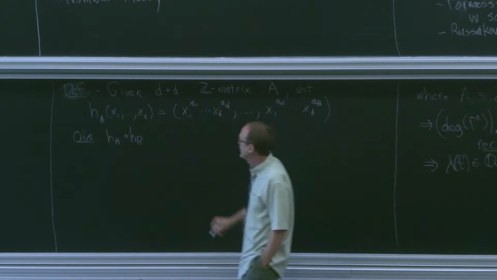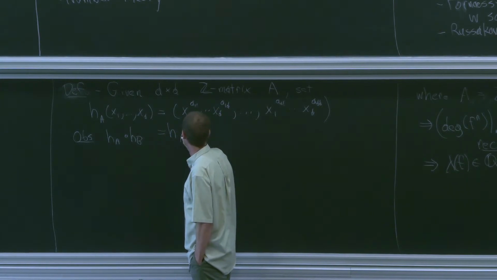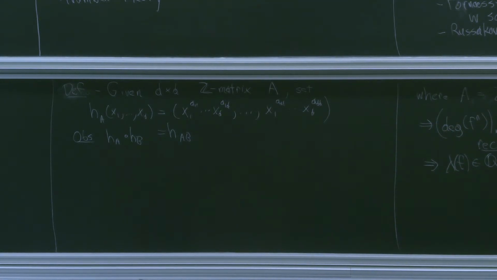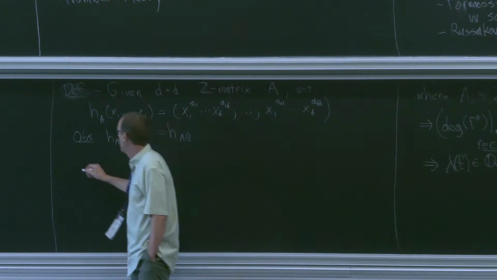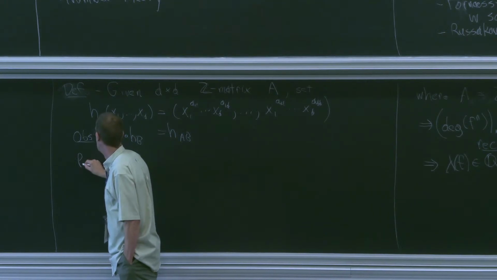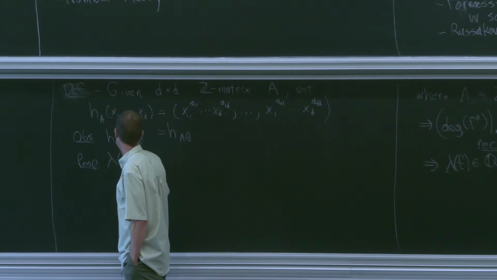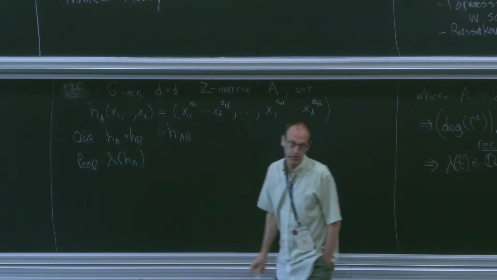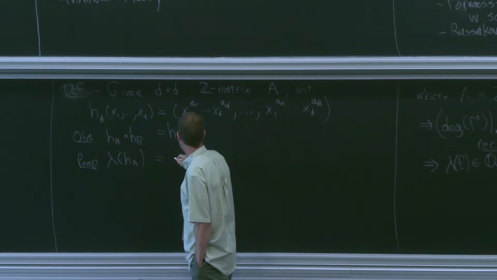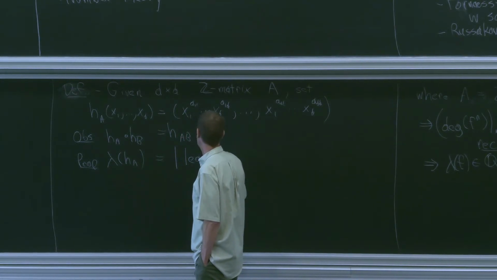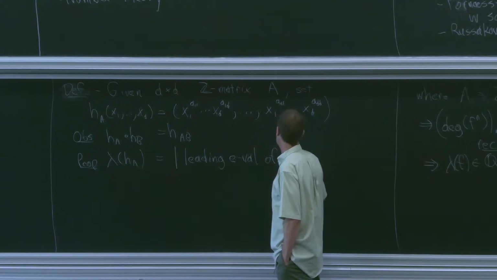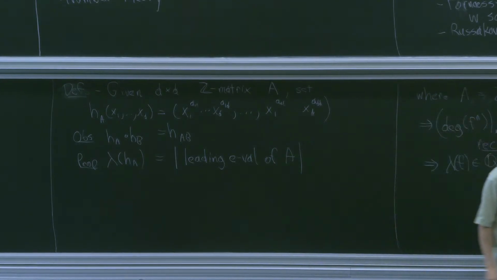Okay, so with this definition, observe that h_A composed with h_B, if I've done this right, is h_(AB). Works really well. And because of this fact, you get right away that the first dynamical degree of a monomial map is equal to the magnitude of the leading eigenvalue of A. Well, you have to think about it for a little bit.